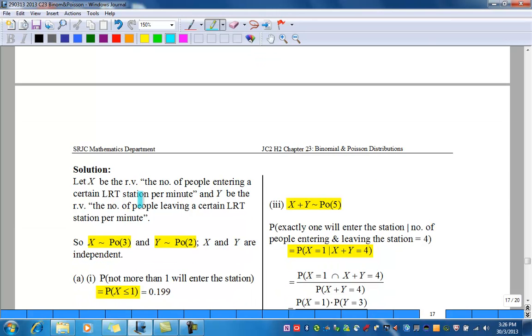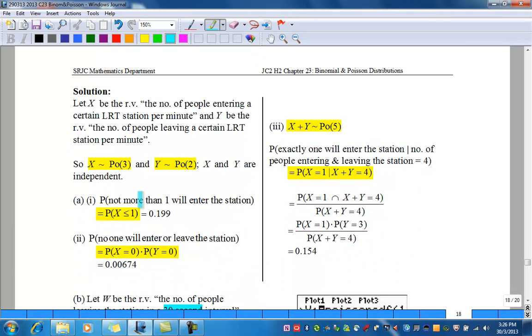A. Let us define the random variable x, the number of people entering a certain LRT station per minute, and y be the random variable, the number of people leaving a certain LRT station per minute. Since x and y are independent, x follows a Poisson distribution with mean 3 and y follows a Poisson distribution with mean 2.